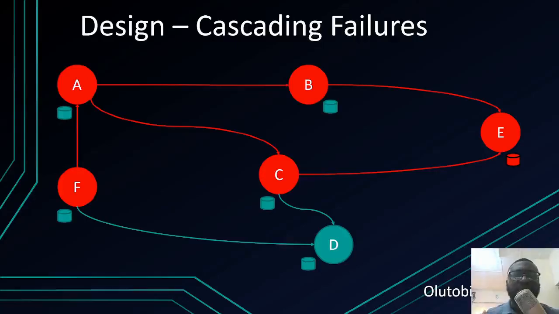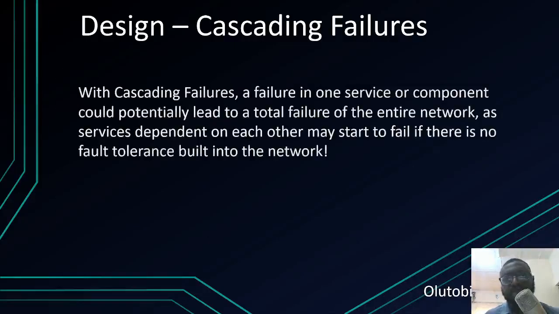So that is something that we run a risk of in interconnected services. If one of the services fails, we run a risk of having other services that are reliant on that service, and the entire service reliability tree will start to experience failures in turn, one after the other. So with cascading failures, a failure in one service or component could potentially lead to a total failure of the entire network, as services dependent on each other may start to fail if you do not have fault tolerance built into the network. What is fault tolerance?